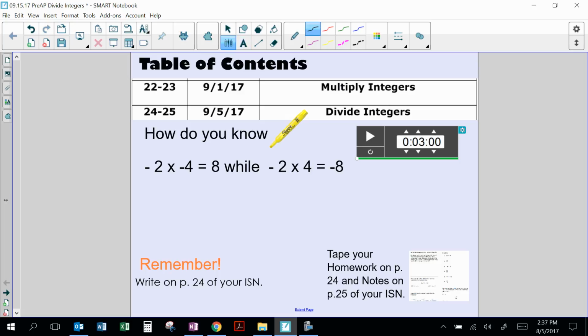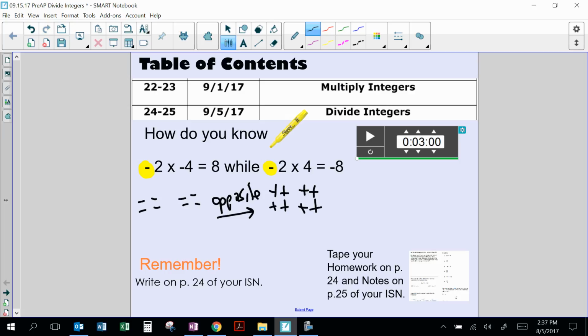So, I'm going to, first of all, take out my highlighter. I'm going to highlight these negative signs. You may say, but why? These mean the opposite of. So it says, what is the opposite of two groups of negative 4? Here's our first group of negative 4. Here's our second group of negative 4. Opposite. So the opposite of it, turn it over, is 8.